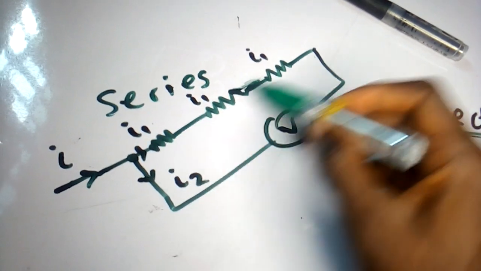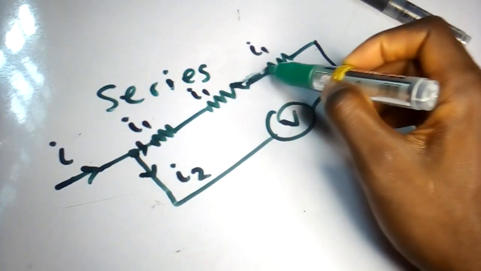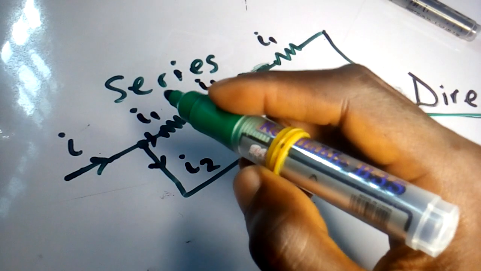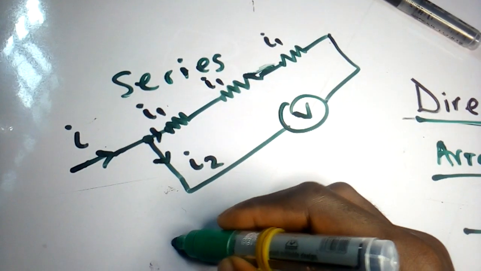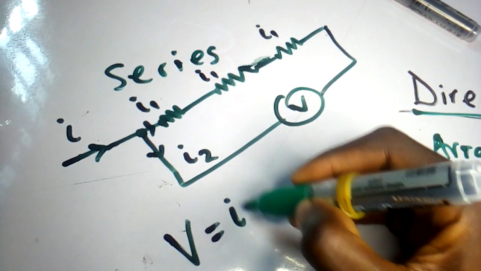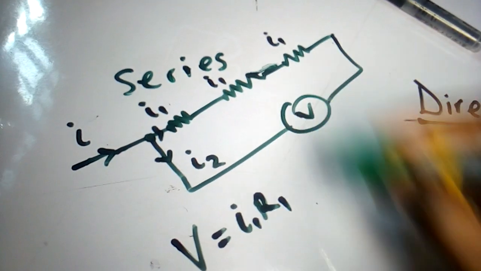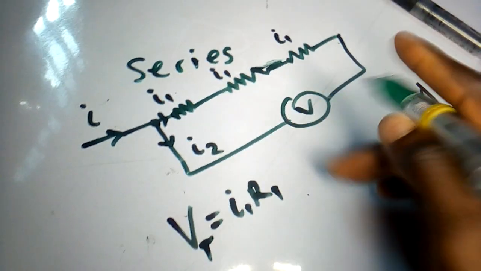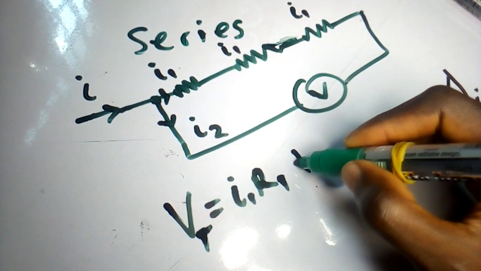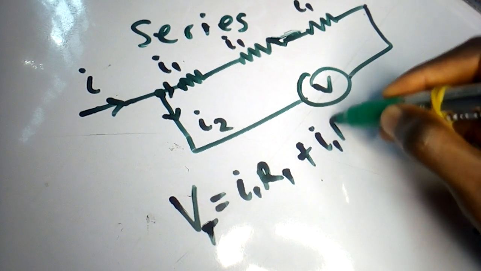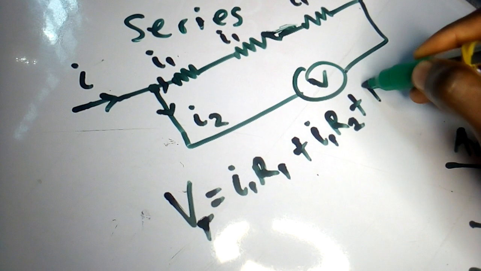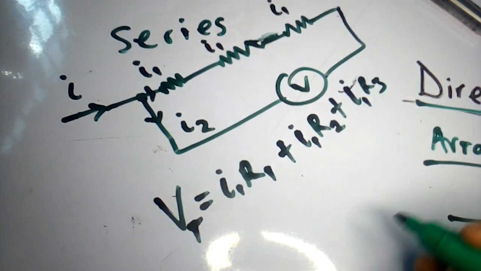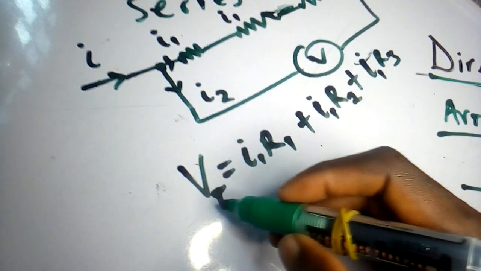So these are in series because they have the same current in them. For the fact they have the same current, their potential differences will be different. So here we have a potential difference V equals I1 with the value R1, and here we have another potential difference. That means the total potential difference recorded by the voltmeter is going to be equal to this plus I1 R2 plus I1 R3. This shows they have the same current in them, so we can factorize.